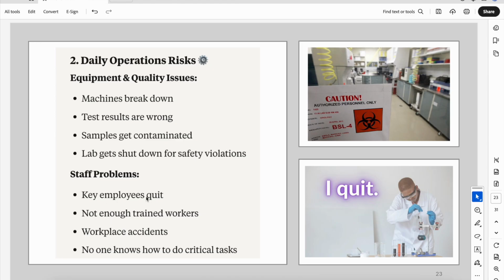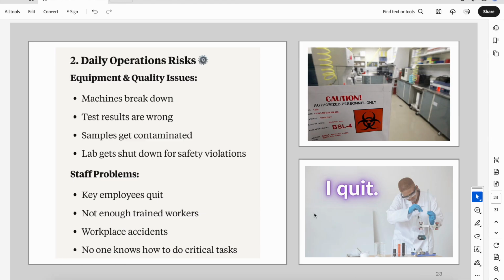Staff problems. Key employees leaving suddenly, taking institutional knowledge with them. Insufficient trained workers to maintain 24 hours operations. Workplace accidents affecting productivity and morale. Loss of critical skills when experienced staff retire.